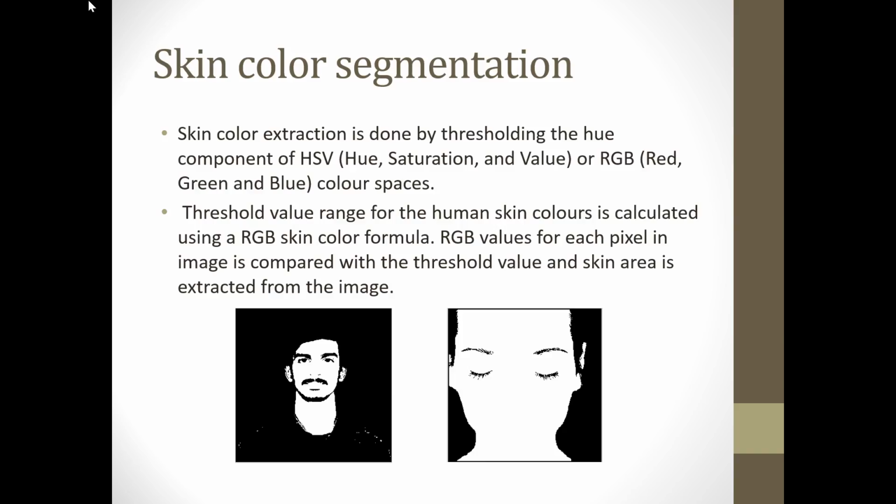Skin color segmentation is done by comparing the RGB value for each pixel of the image with the threshold RGB value for human skin. This helps in extracting the human skin from the given input frame. This makes the image binary, with the skin having one value and the other areas of the input having another value.